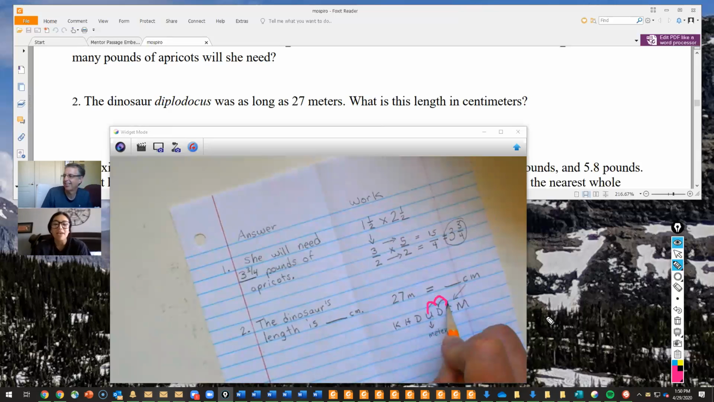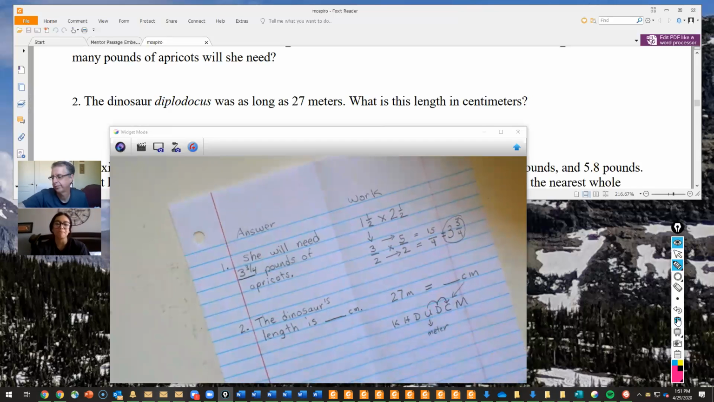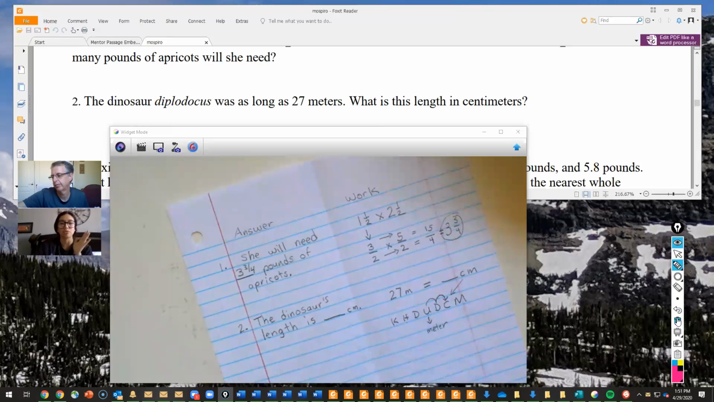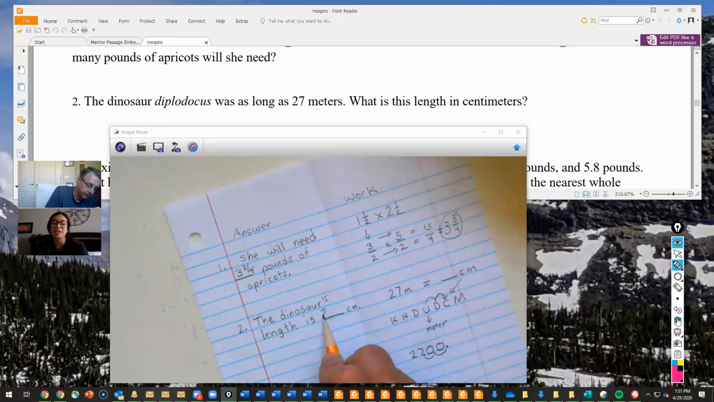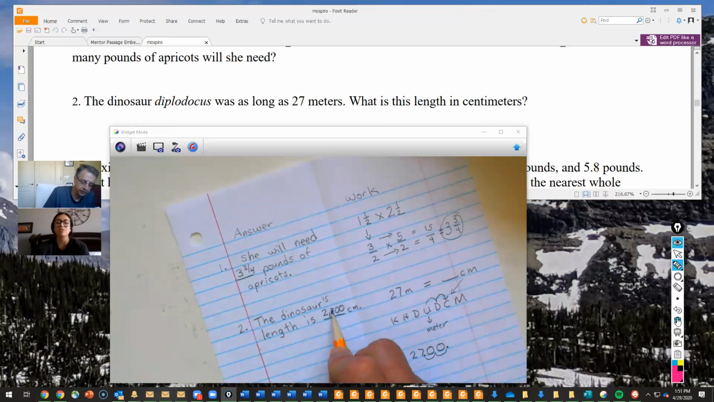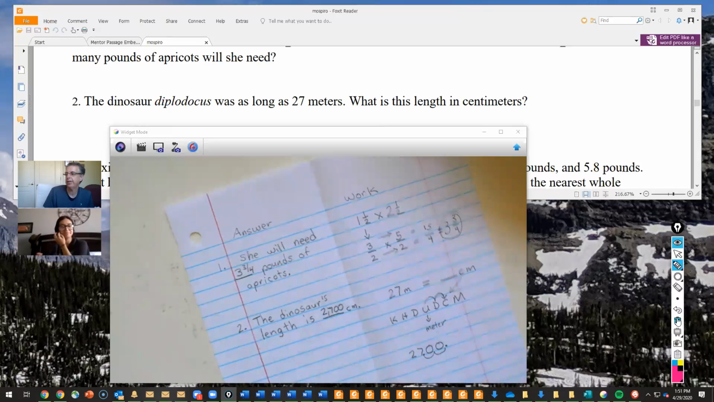So that means that we're going to be moving our decimal 2 place values to the right. So our original decimal on our 27 is on the right-hand side of our 7. So when we move that decimal over 2 place values, you should end with 2,700. And I'll just add some zeros here to make it easier before I move my decimal, so that way I have it ready. All right, good. So your answer should be the dinosaur's length is 2,700 centimeters. All right, great.